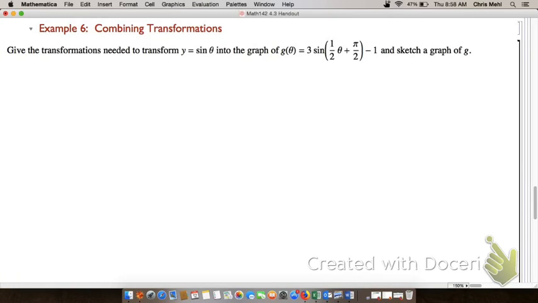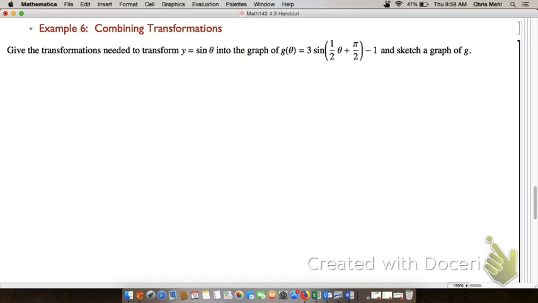Today we're gonna talk about combining transformations and do an application problem. These are just the same examples that we went over in class on Wednesday. Just wanted to run through these examples again, give everybody a chance to pause the video and try to get caught up.